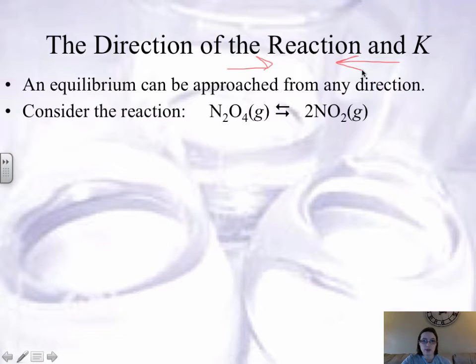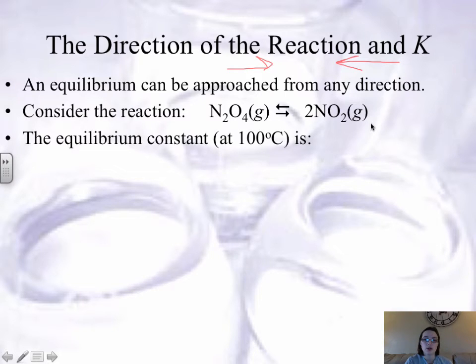Now let's consider this reaction. This is the one that we talked about in the first video. We have N2O4, and that's a reversible reaction. We know it's reversible because we have this double arrow right here. And then that produces NO2. So the equilibrium constant at 100 degrees Celsius, now I want you to think about why this is important? Well, it's important because the rate constant is temperature dependent, which means the equilibrium constant is temperature dependent.